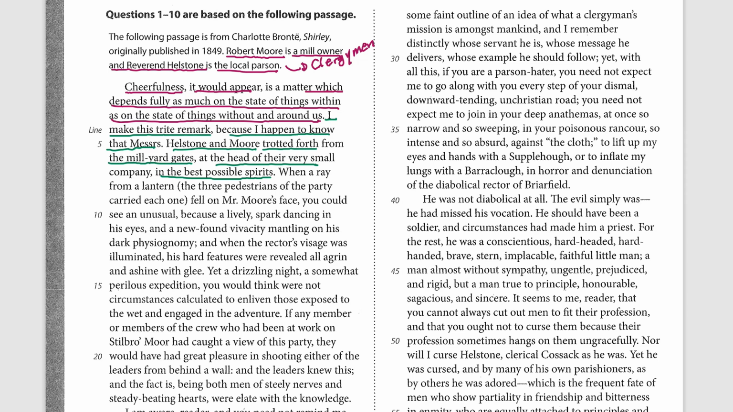Then what happened? When a ray from a lantern, a reflection, a glimpse of light from the lantern, or the light. This is how I should read it: when a ray from a lantern fell on Mr. Moore's face. You will ask me, what about this one, Mr.? I found it in the exam. I have parentheses and parentheses, you don't have to worry that much. Mr. Maybe the three pedestrians of the party carried each one. It may be mentioned later in the passage. We will see.